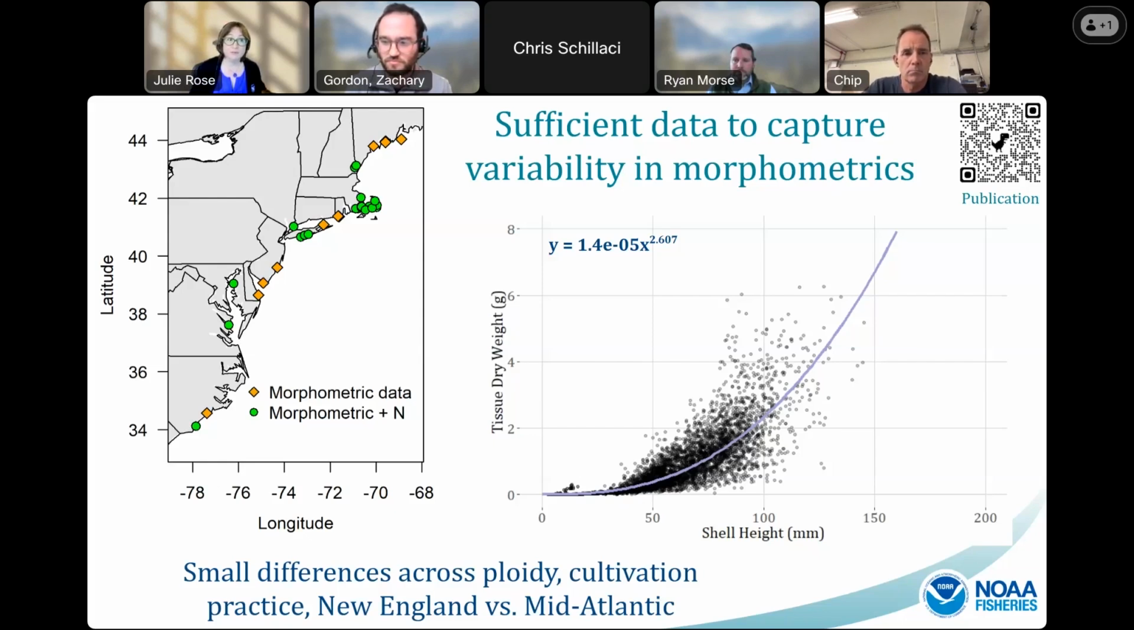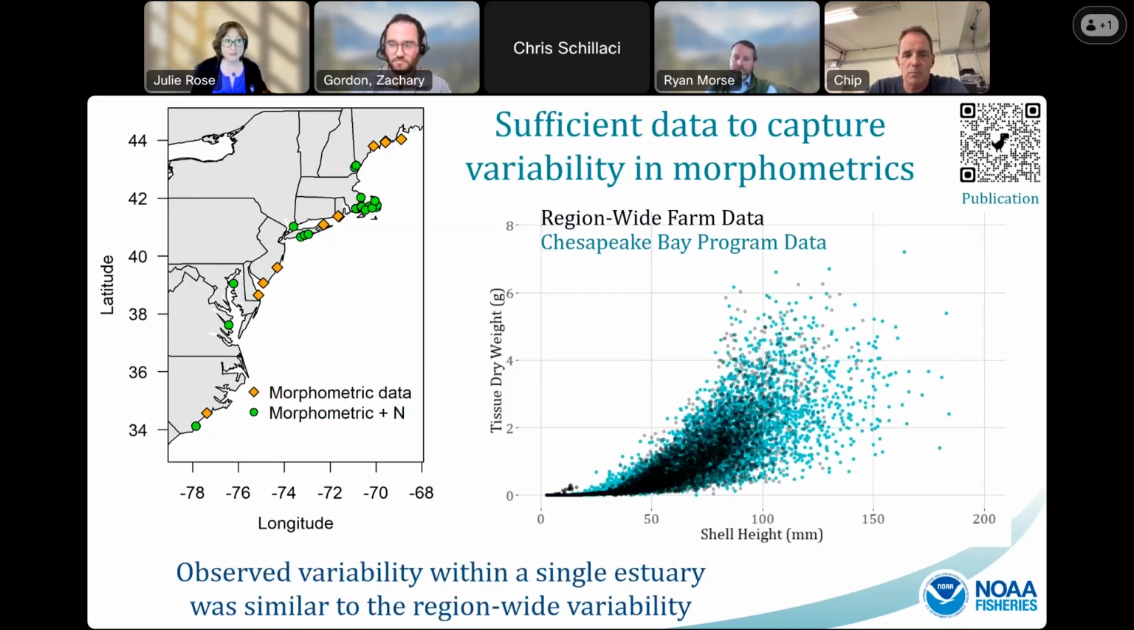The other thing that we did, if you can go forward one more slide, Ryan, is we actually compared our data set to the Chesapeake Bay data set. What I have plotted here is our data, again from North Carolina to Maine, shown in the dark gray, and then the Chesapeake Bay program data that was analyzed shown in the turquoise blue. We were really pleased to see that the variability that was observed within a single really well sampled estuary, just within the Chesapeake Bay, is very similar to the variability that we saw across the whole region.